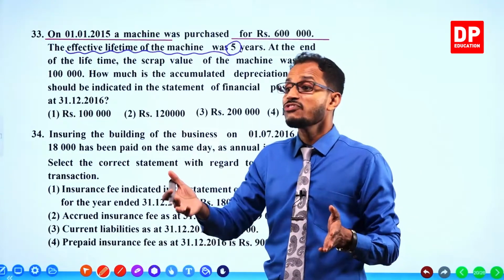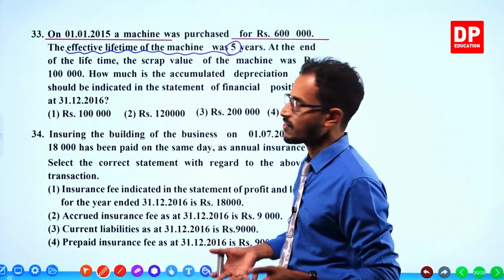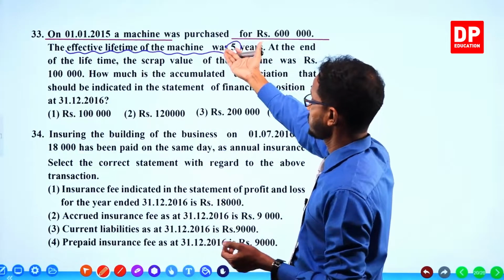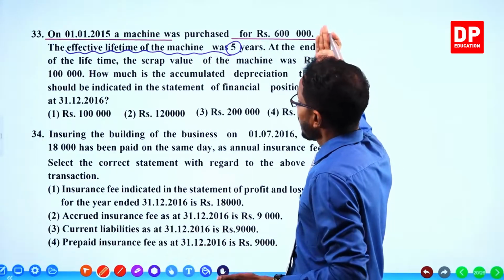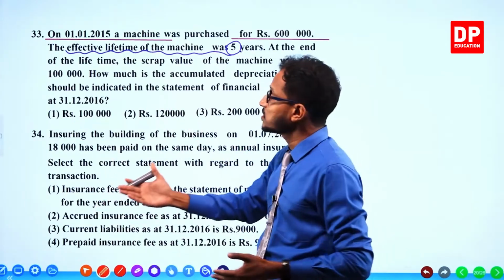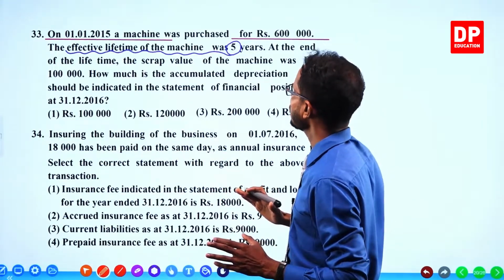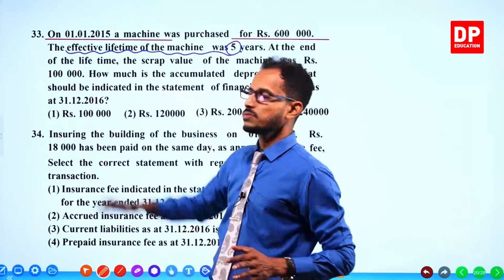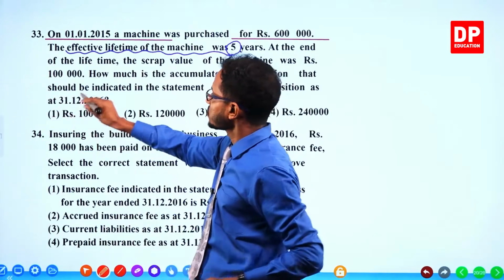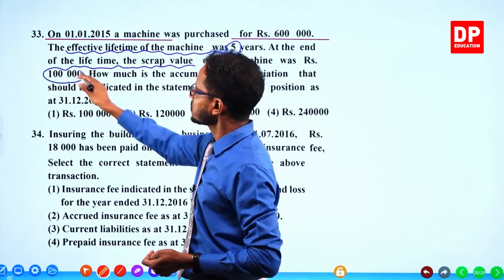That means the useful lifetime, the number of watch hours, is over. Likewise, after 5 years the machine is useless. This machine, not your TV. But even after the lifetime is over, we have learnt about the scrap value. The scrap value is 100,000, which means the machine after 5 years can be sold for 100,000.